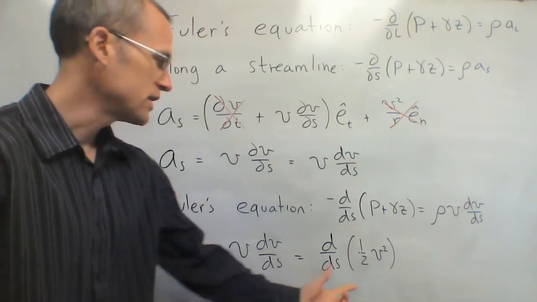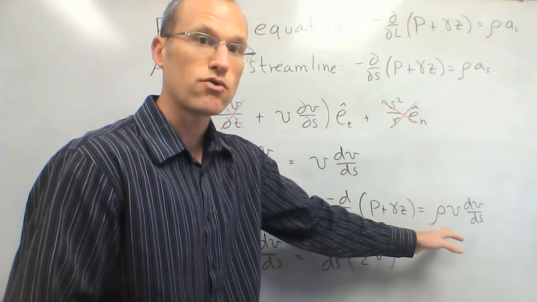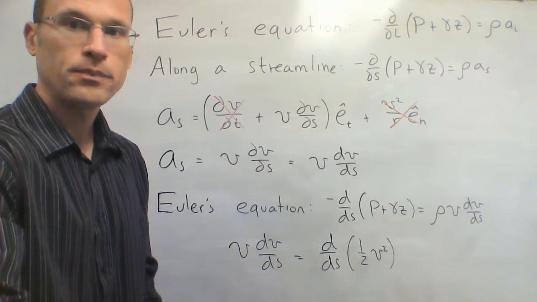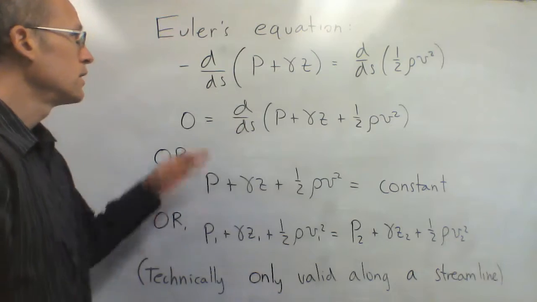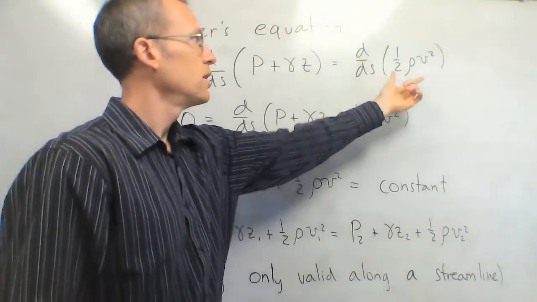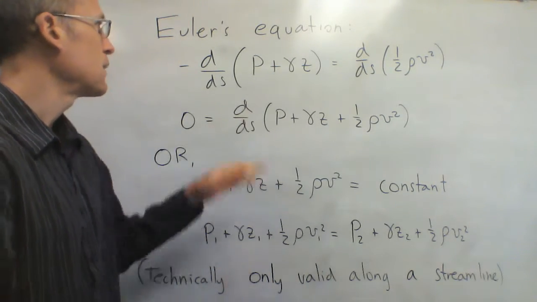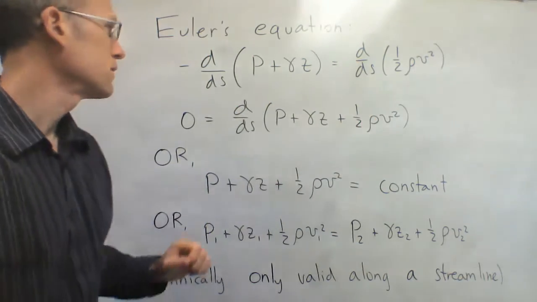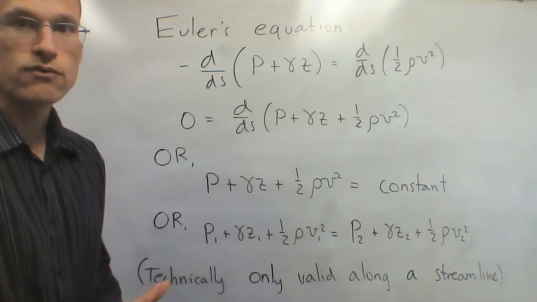And so now this is going to replace this term up here, and again, I've assumed that the density is constant, so I can also throw the density into this derivative without any problems. So plugging that into Euler's equation, minus d by ds of (p plus gamma z) on the left, then on the right-hand side, here's my new acceleration, the derivative of 1/2 rho v squared. Now I combine these two derivatives, so basically move this whole thing to that side, put it inside the derivative, so 0 is the derivative of p plus gamma z plus 1/2 rho v squared.